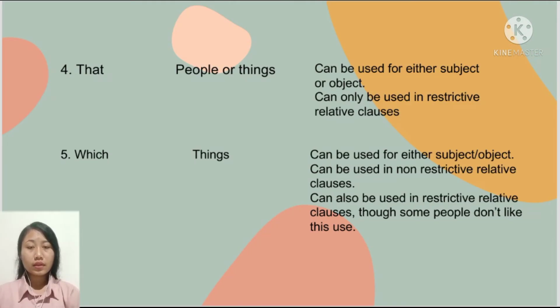The fourth pronoun is that, standing for people or things, which can be used for either subject or object and can be used in restrictive relative clauses. The last pronoun is which, standing for things, which can be used for either subject or object, can be used in non-restrictive relative clauses, and can be used in restrictive relative clauses, though some people don't like this use.